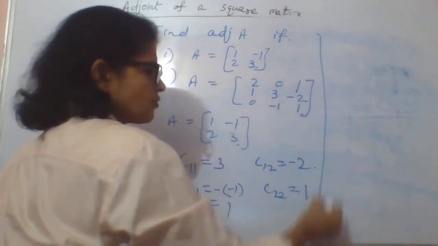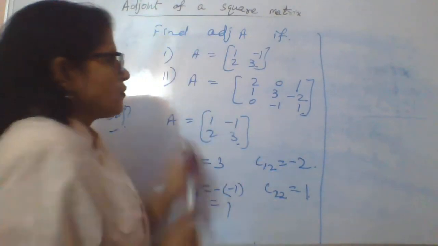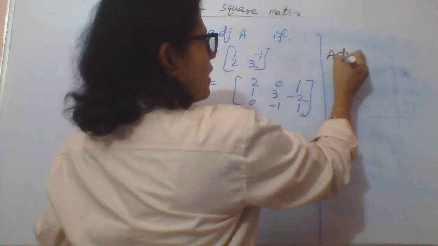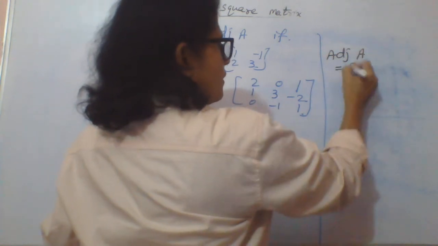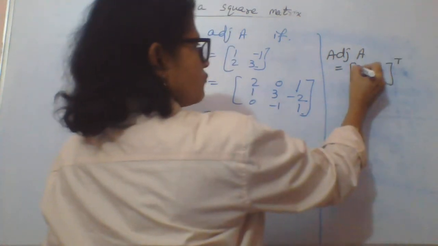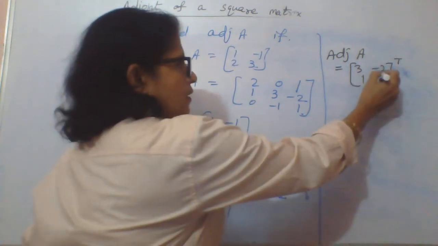Now the transpose of the cofactor matrix. Here you can write directly adjoint of A equal to the transpose of 3, minus 2, 1, 1.